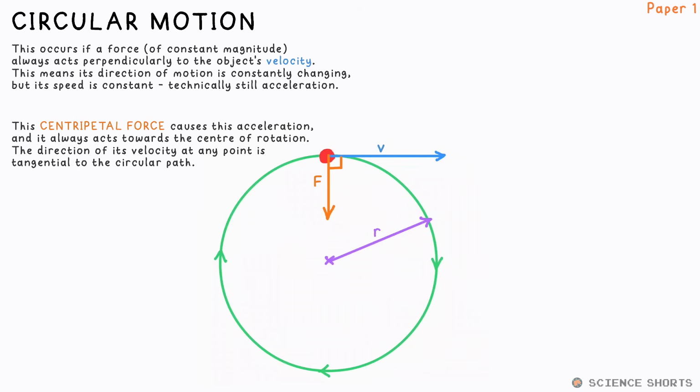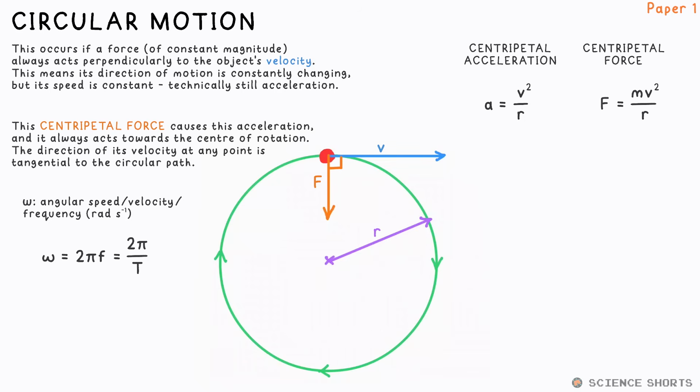This centripetal acceleration is equal to v squared over r, where r is the radius of the circle. As F equals ma, the centripetal force is equal to mv squared over r. As speed is equal to distance over time, we can calculate it by doing circumference divided by the time period, so 2 pi r over T. It's also useful to consider its angular velocity, also known as angular speed or angular frequency.